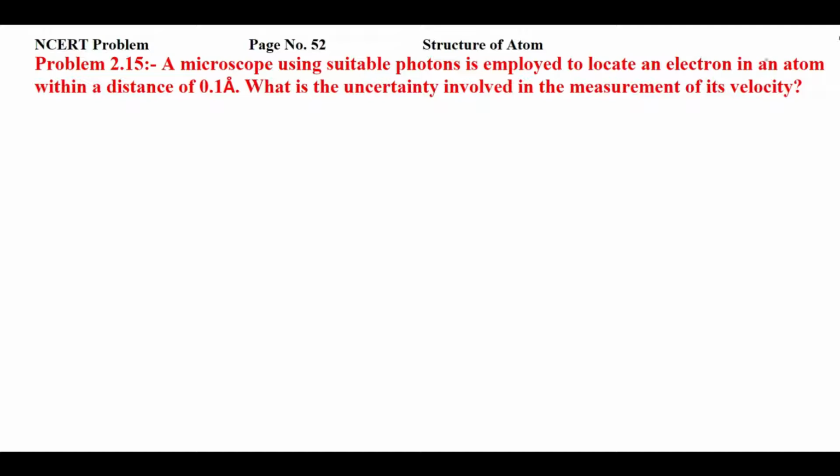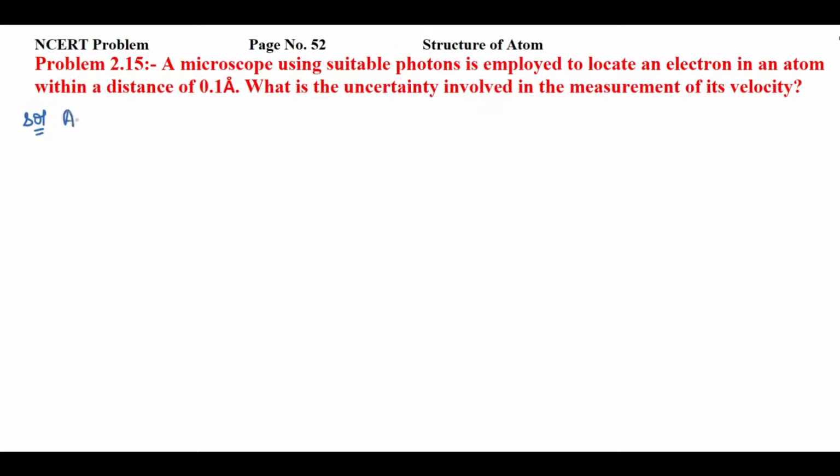In this question, we are having an atom and in it there is an electron, right? So you are using a microscope with suitable photons to locate the electron, right? And this electron is located in between the distance of 0.1 angstrom. You have to find the uncertainty involved in the velocity. That means you have to find the accuracy of the velocity that has been observed. So definitely we'll use uncertainty principle formula.